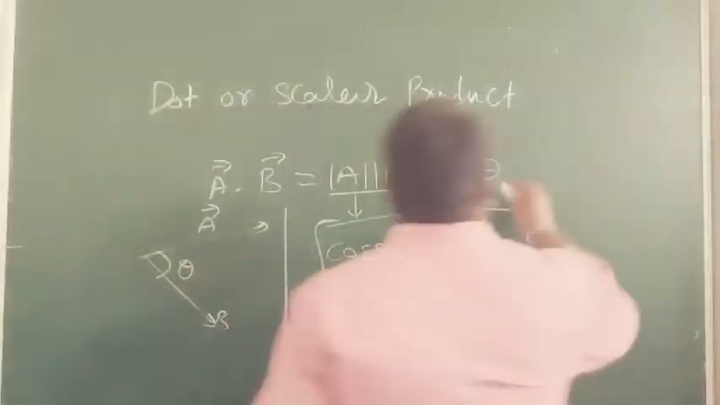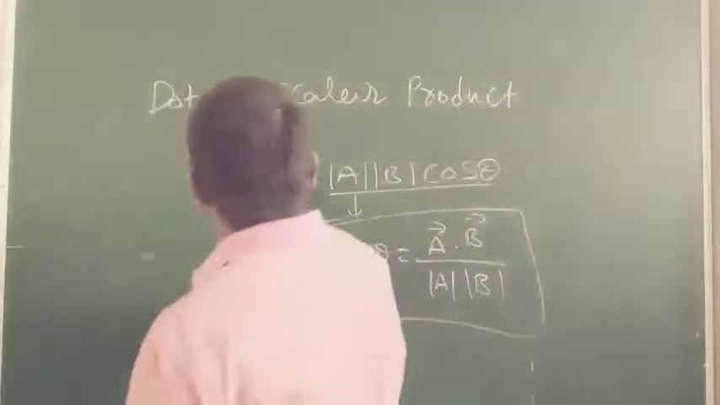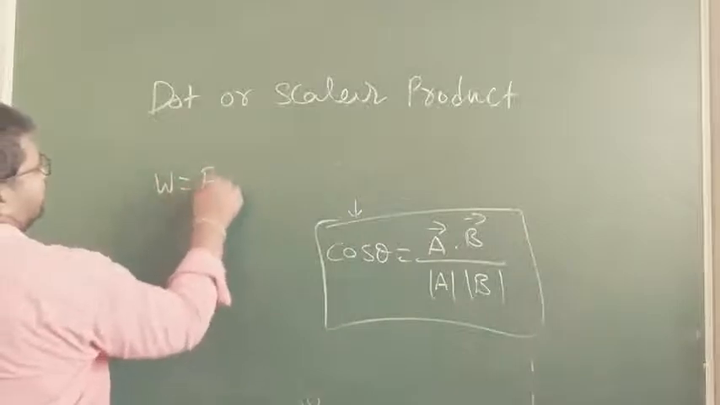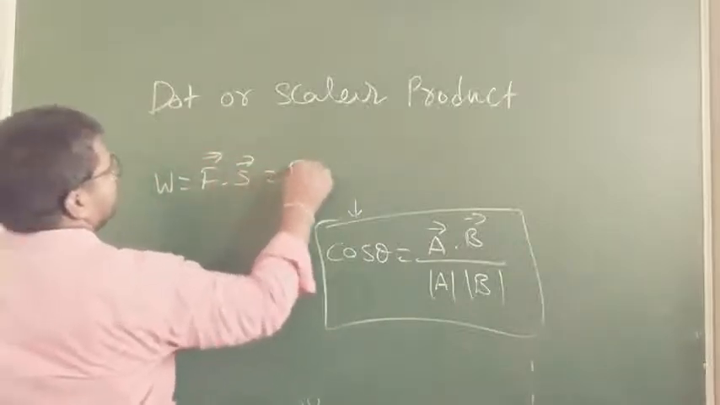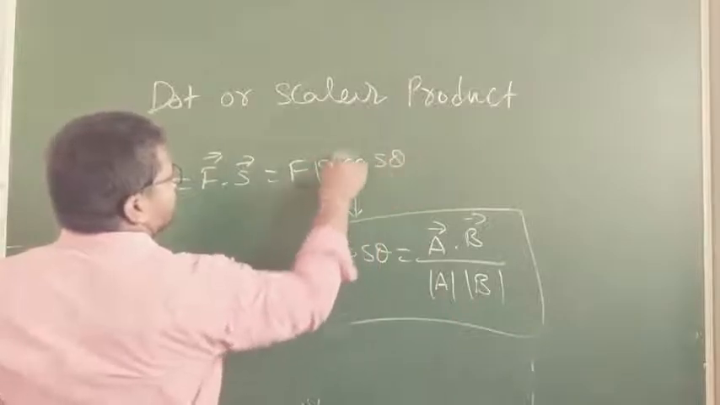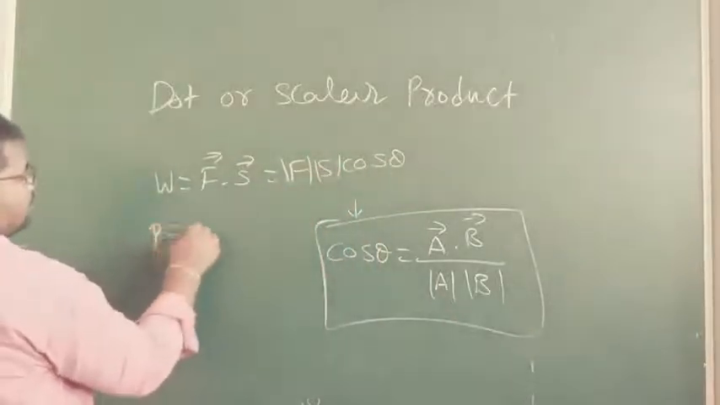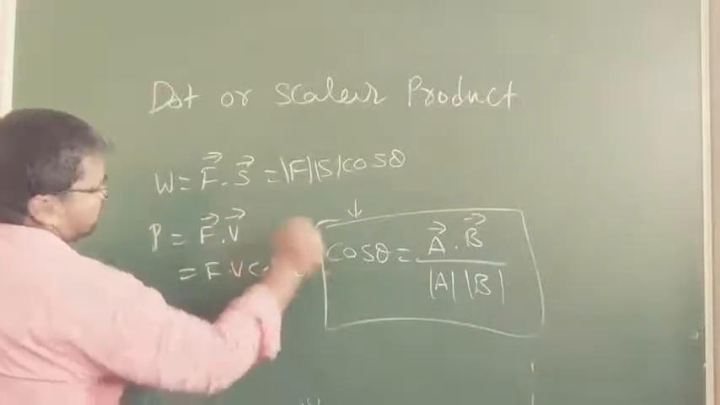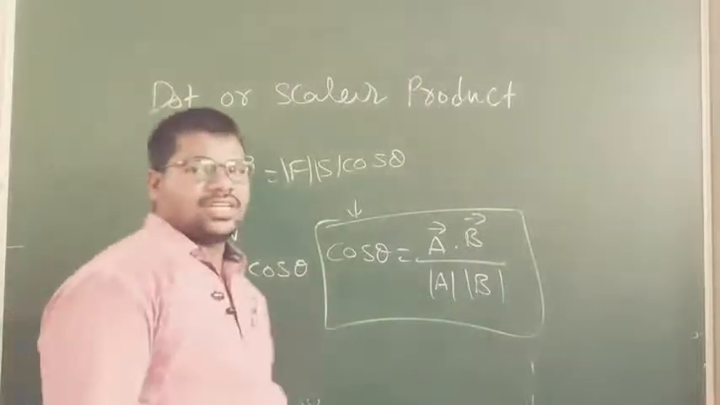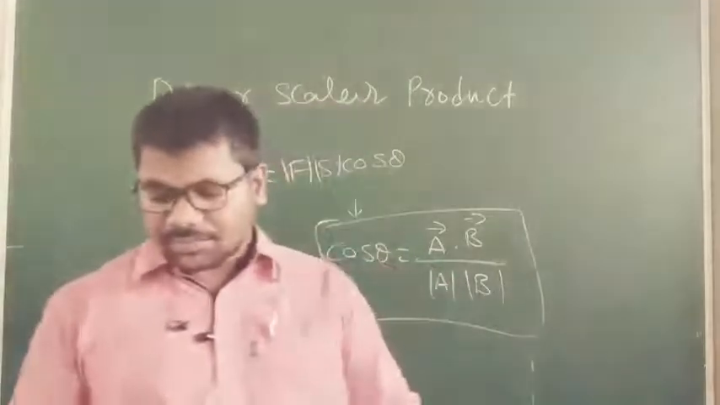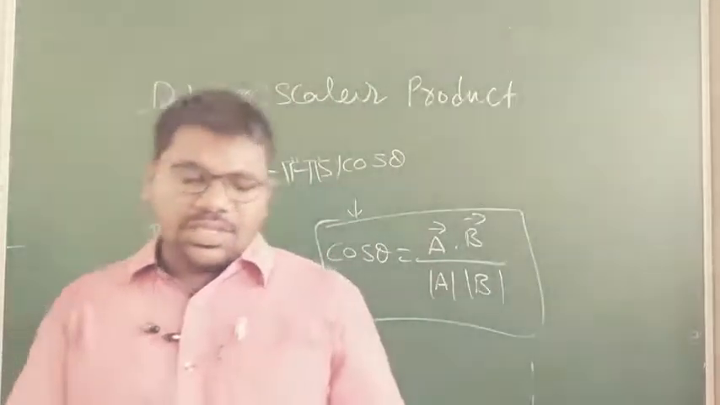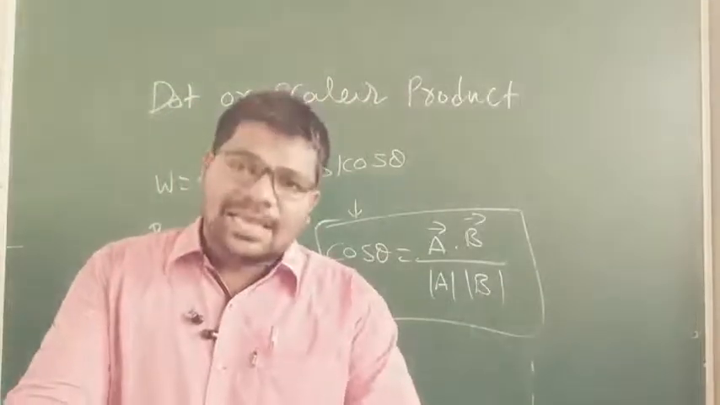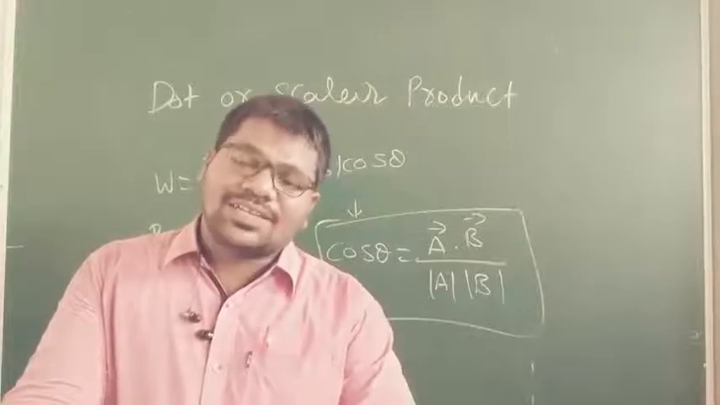Then examples of the dot product. Work done is f bar dot s bar, equal to fs cos theta. Power is f bar dot v bar, equal to fv cos theta. These are very important. Here the dot product may be positive, negative, or zero, based on the angle between the two vectors.